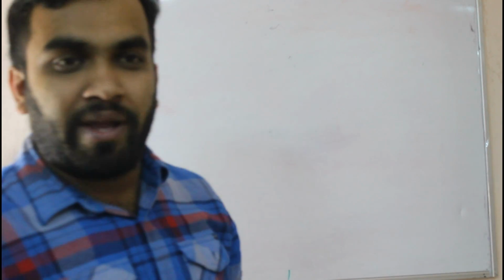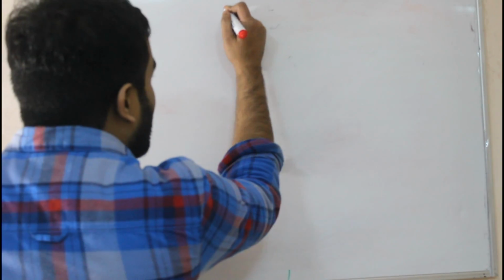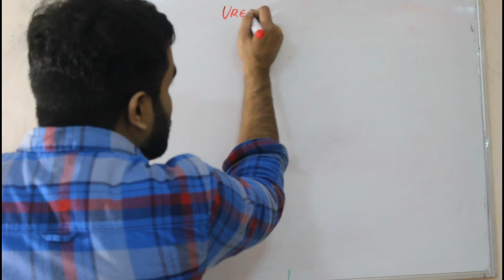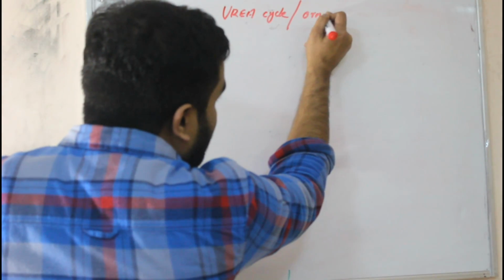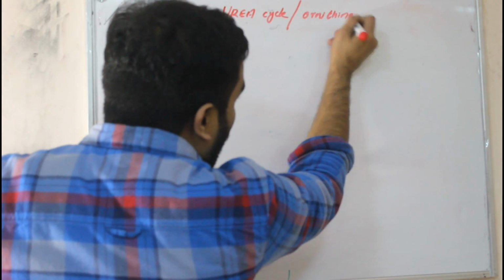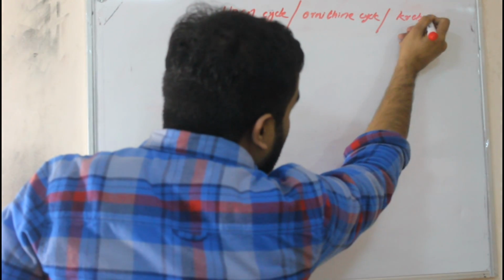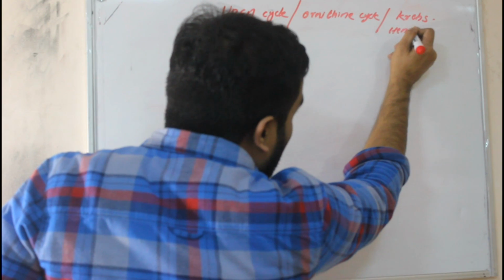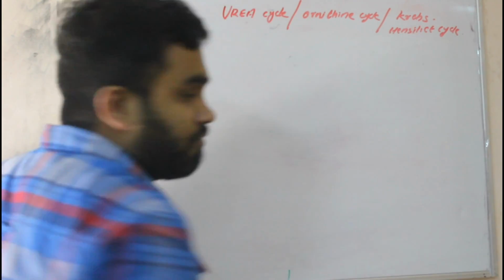Guys, we are starting the main cycle, that is the urea cycle. We have discussed that the ammonia has reached our liver. So we are starting the urea cycle. This urea cycle is also known as the ornithine cycle, or Krebs-Hensleit cycle. These are the other names of the urea cycle.